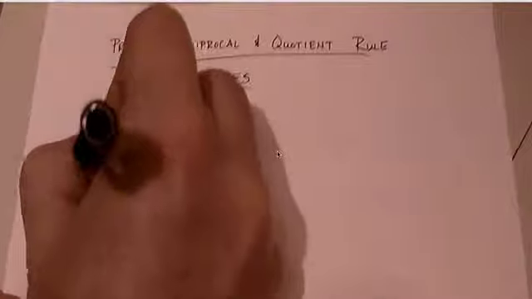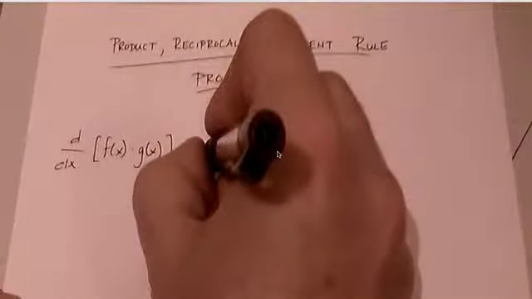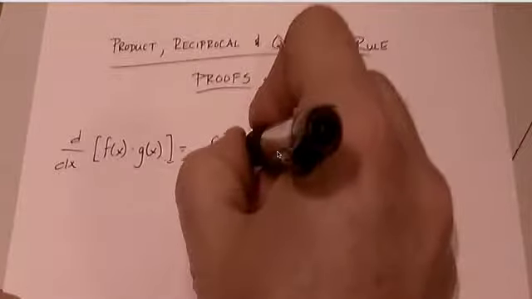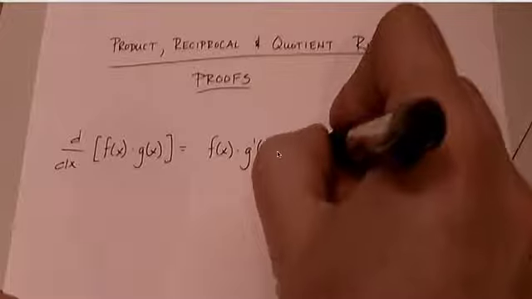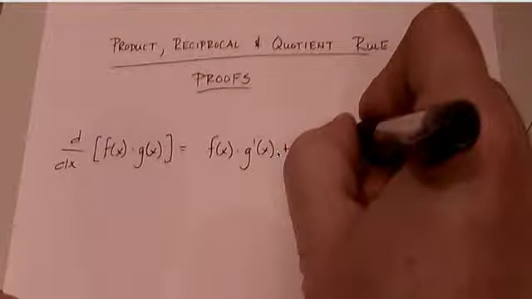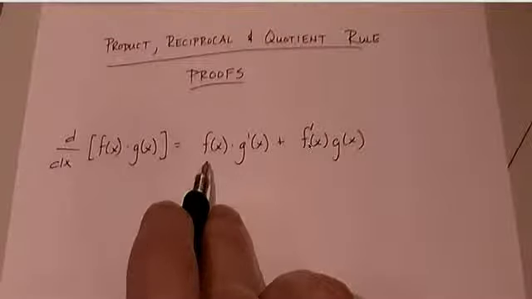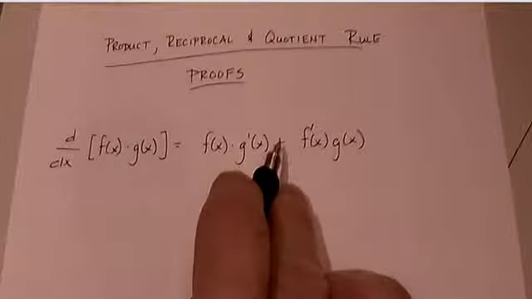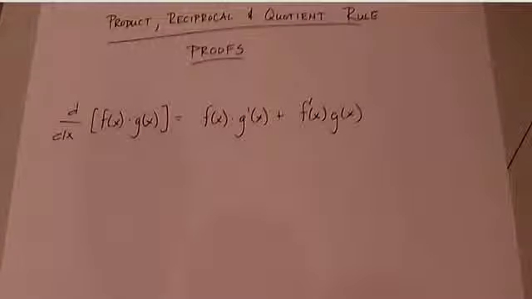Now the product rule states that when I have f of x times g of x, my derivative is going to be the sum of the first times the derivative of the second plus the derivative of the first times the second. You're like, how in the world do they ever come up with these things? I am so glad that you asked, because I am now going to tell you.